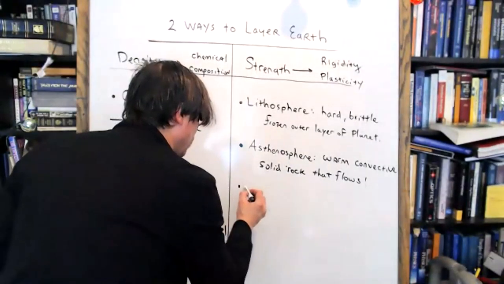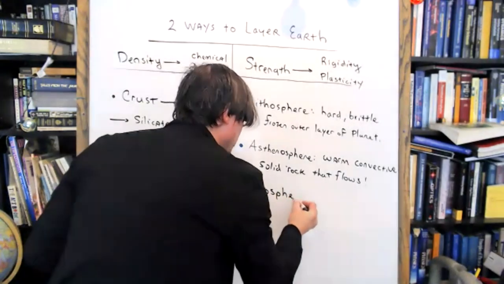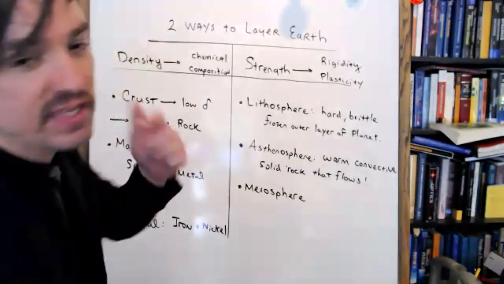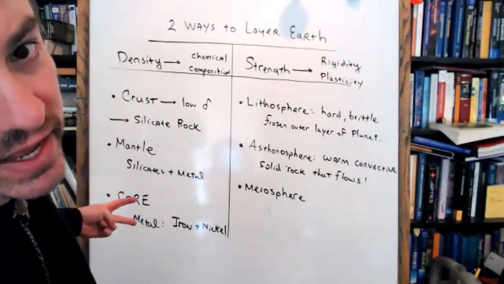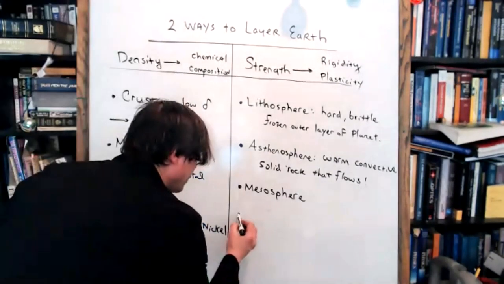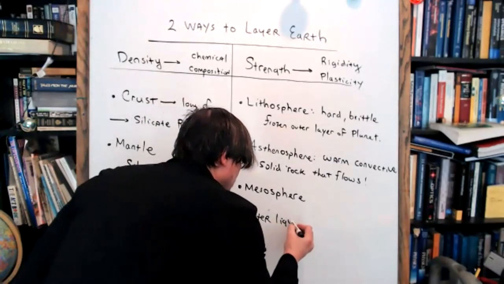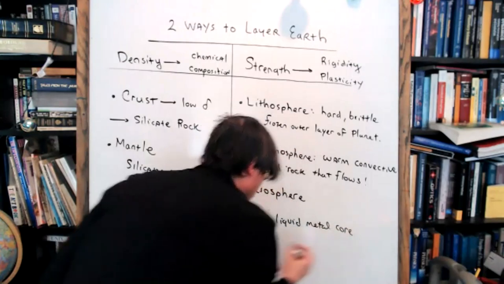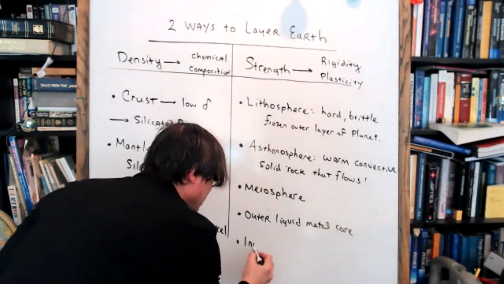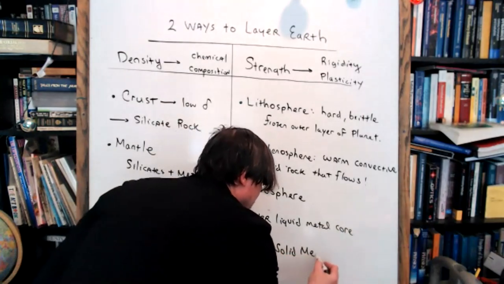If you go even lower, the rock becomes more solid. You get to a layer called the mesosphere. The mesosphere is kind of similar to the mantle. And then Ryan mentioned that the core has two layers to it. There is an outer liquid metal core. And then there's an inner solid metal core.